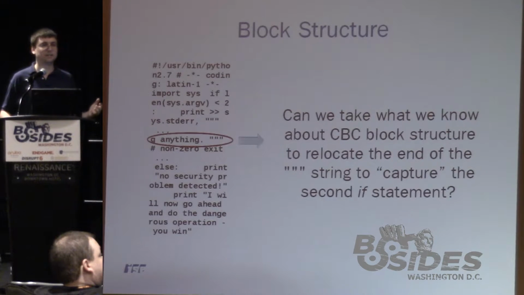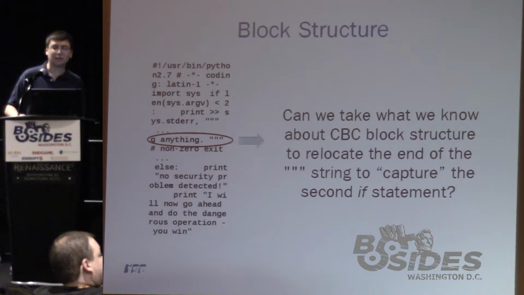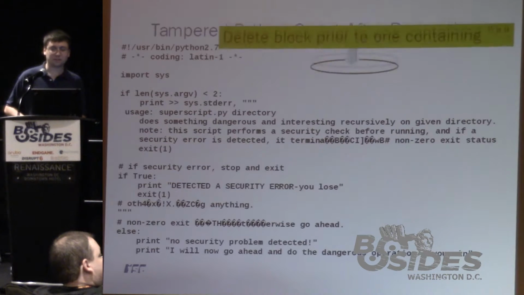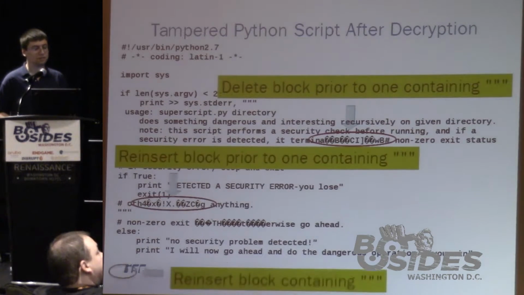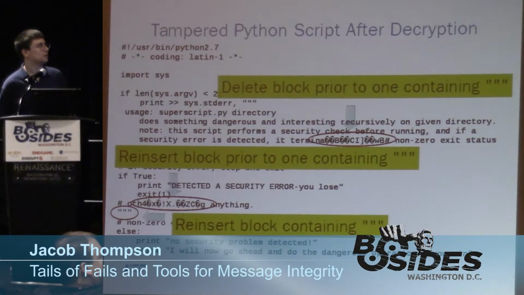So what about CBC mode, what can we do? We can move blocks around. So let's take a look at what happens to the plain text when we do an actual working implementation of that, which I'll show briefly afterward. So suppose we look at the script and we do three things. In that usage statement, it used to say if a security error is detected, it terminates with a non-zero exit status or something like that.